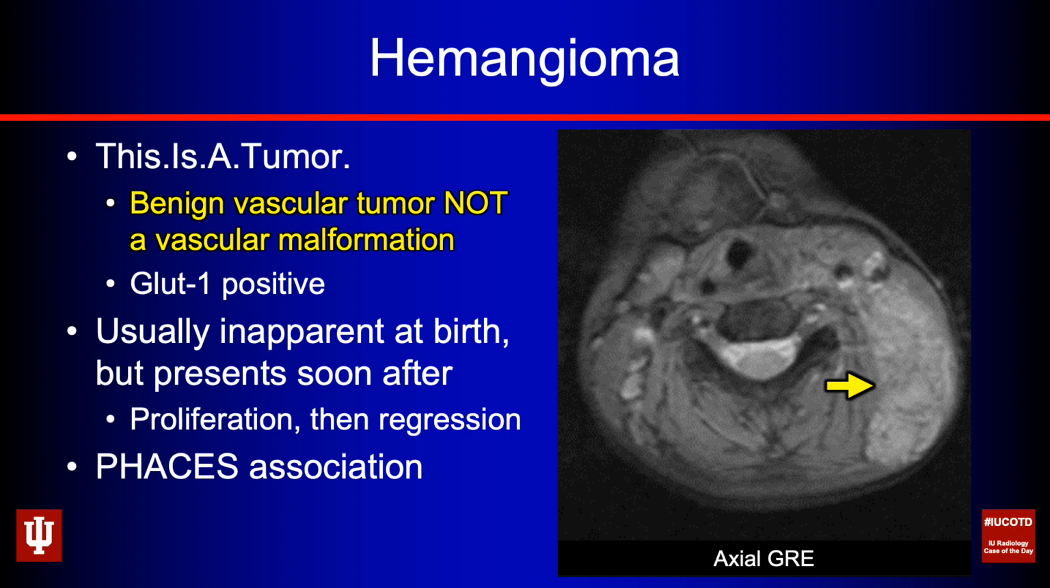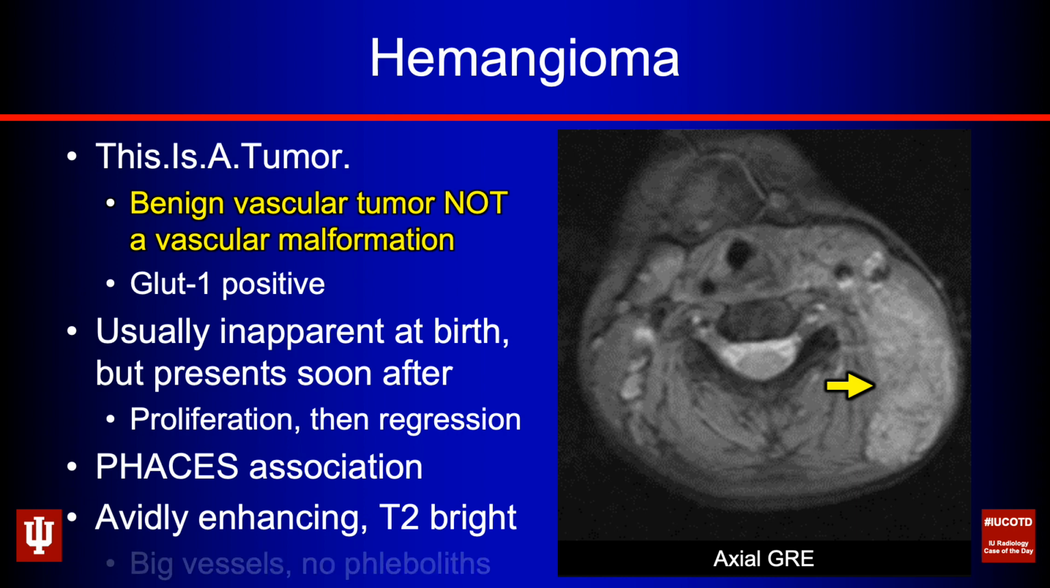And what do they look like on imaging? They tend to be avidly enhancing and T2 bright. I showed a GRE here for a reason, and that's to say there are no phleboliths within this. So it's a large T2 bright mass within the left posterior cervical space. But there are no phleboliths.